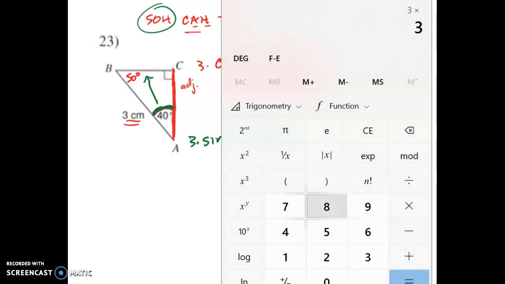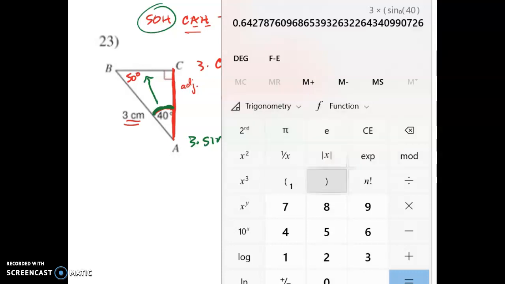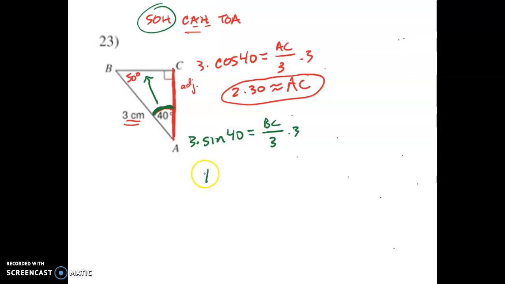3 times, use your parentheses. It's a 40-degree reference angle, and I want the sine of that. Close your parentheses. So check up here again with your syntax. 3 times the sine of 40 is exactly what I want. That gives me about 1.93 rounded. So 1.93 is approximately the length of that missing side.